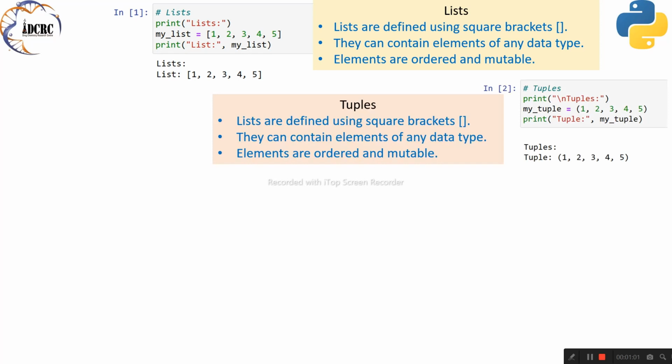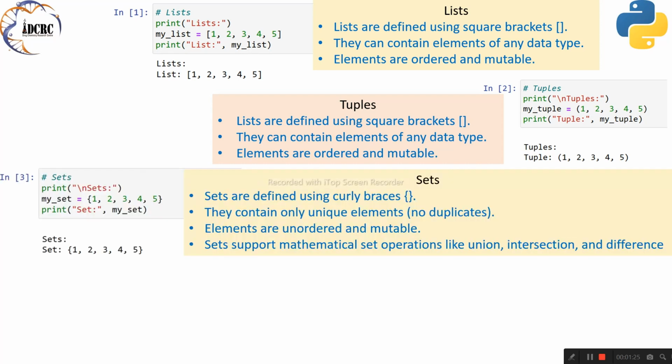2. Tuples. Tuples are similar to lists, but are immutable, meaning once created, their elements cannot be changed. Tuples are enclosed in parentheses. They are often used for fixed collections of items that should not be modified. Use cases for tuples: storing coordinates, configurations, or constant values, returning multiple values from functions, using as keys in dictionaries.